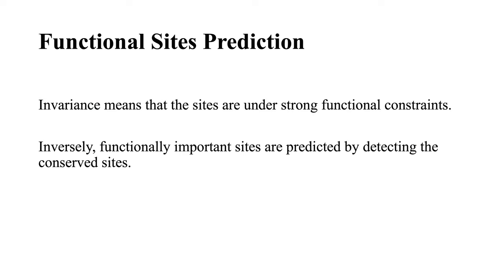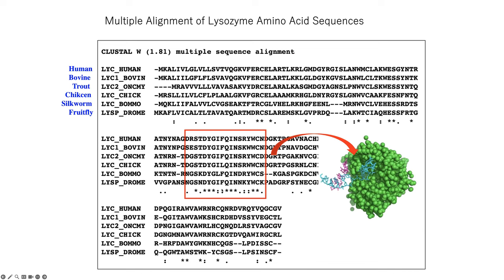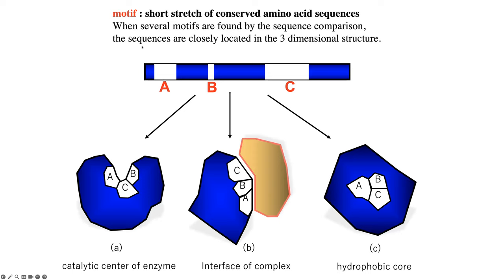Functional site prediction: invariance of the amino acids means that the sites are under strong functional constraint. Therefore, the amino acid residue cannot be changed. Inversely, functionally important sites are predicted by detecting the conserved sites. These clusters of invariant sites are called a motif. It is a short stretch of conserved amino acid sequence. In many cases, not one but several motifs are observed in a single amino acid sequence, and such motifs are often dispersed along the primary amino acid sequence.